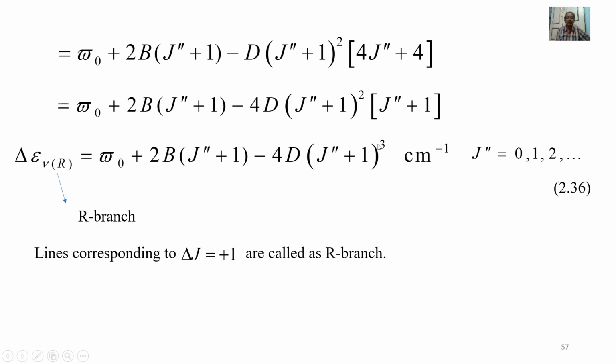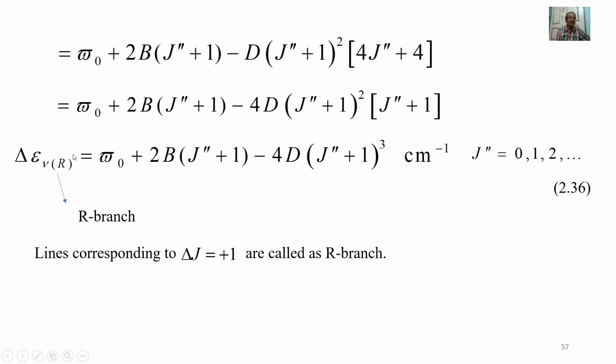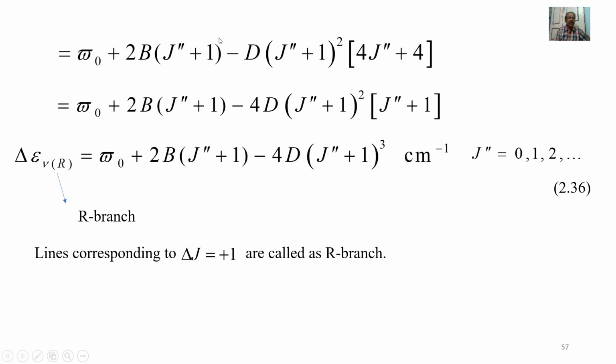So this is the expression for del E nu, and what we call this, we operate selection rule as del J plus 1, and this is known as R branch. So we are going to apply this if the selection rule is del J plus 1, and this branch is known as R branch. That is, lines corresponding to the selection rule del J plus 1 are called as R branch.